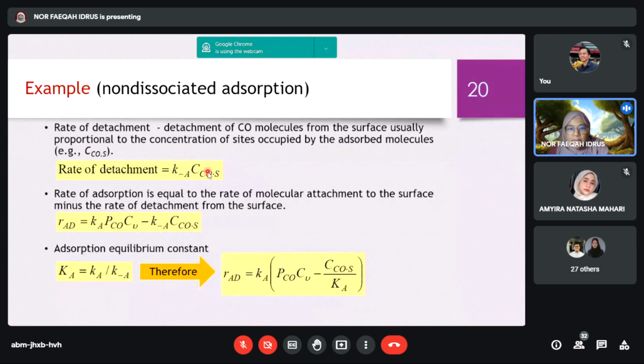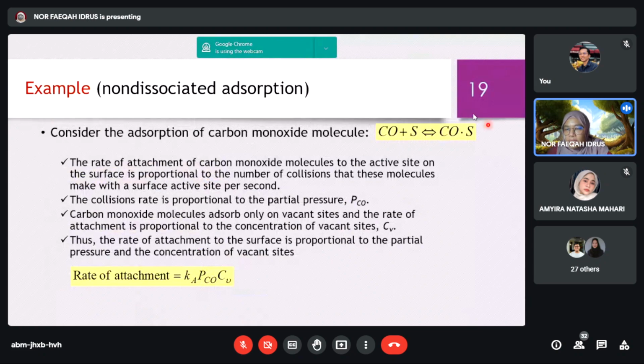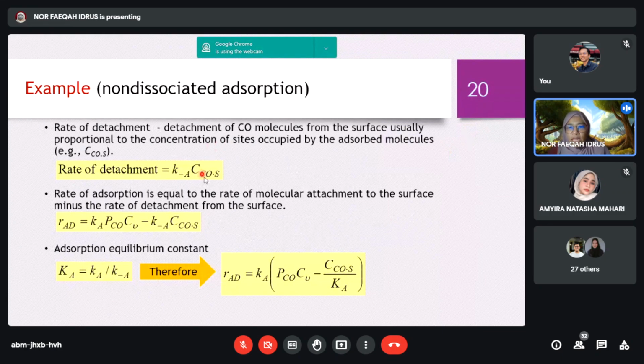CO.S comes from this term. So this is the adsorbed species, CO.S. We express it in terms of its concentration. Okay, and then we look at it one by one.